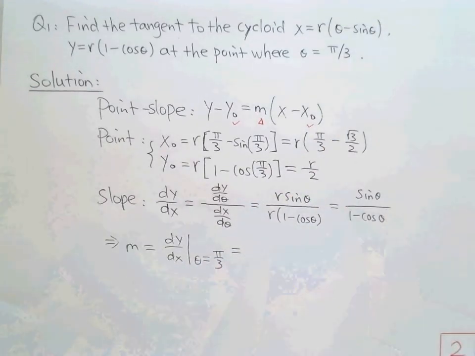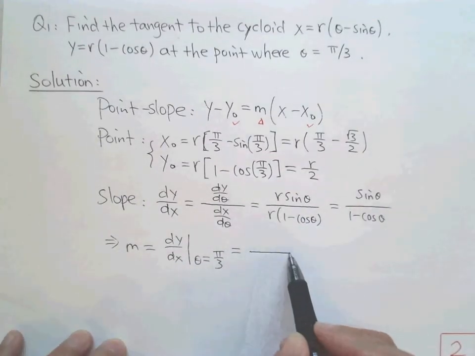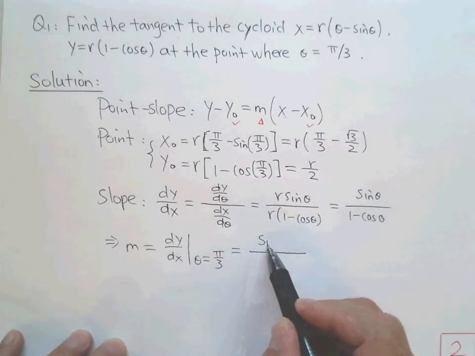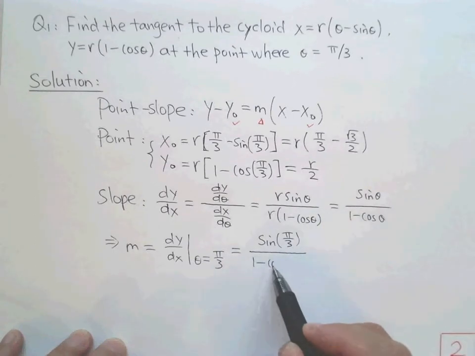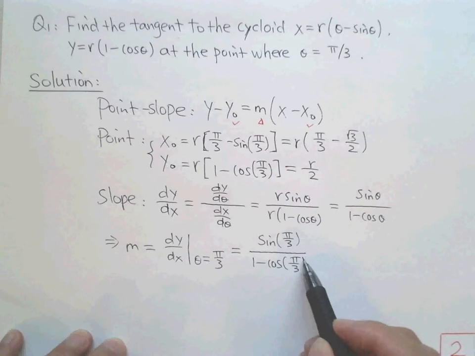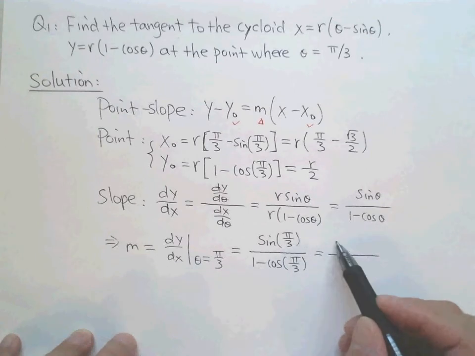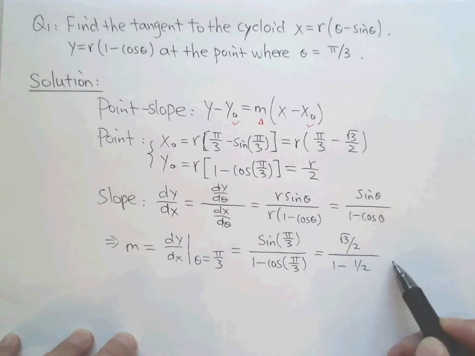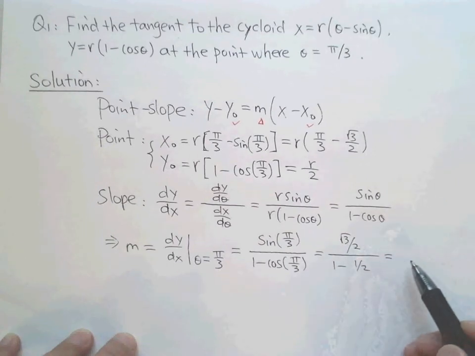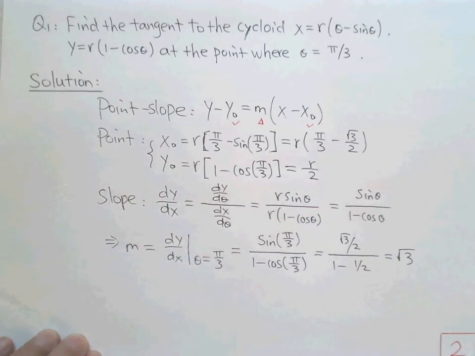All we need is to plug in. I will do the calculation here. Sine at pi over 3 is square root of 3 over 2, and 1 minus cosine at pi over 3 is 1 minus 1/2. Multiplying both sides by 2, we get square root of 3 over 1, which is the square root of 3. So m is square root of 3.